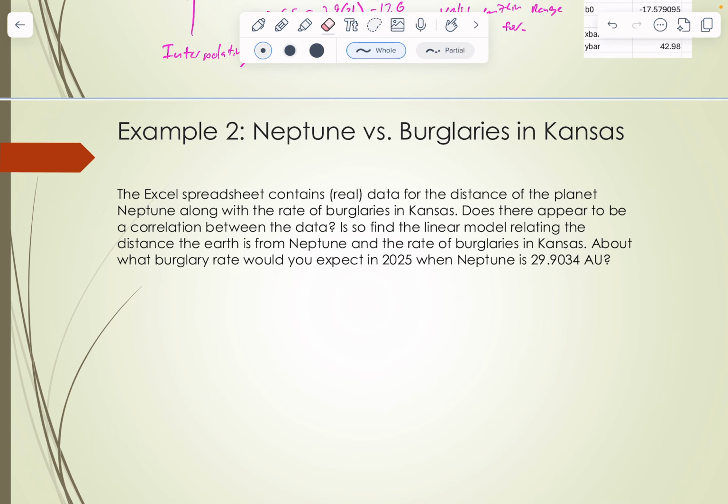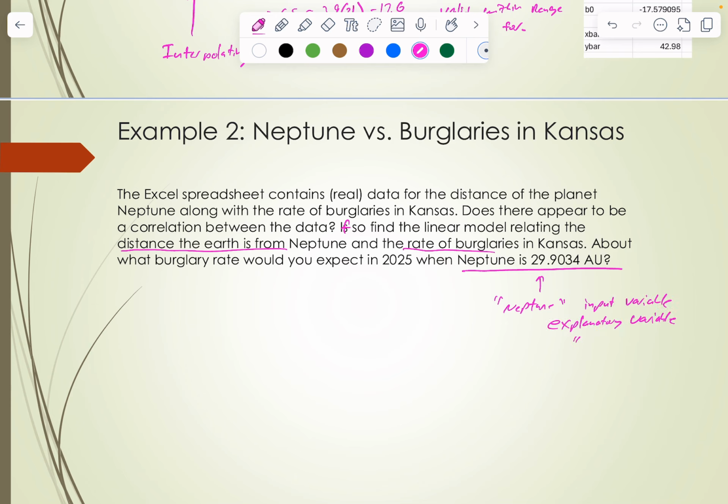Does there appear to be any correlation between the data? And there appears to be a statistical correlation between the data. So find the linear model relating the distance the Earth is from Neptune and the rate of burglaries. The x value, the explanatory variable, is usually the first one, and the response variable is usually the second one. About what burglary rate would you expect in 2020? Neptune is the input variable, or the explanatory variable. So this will be my x.